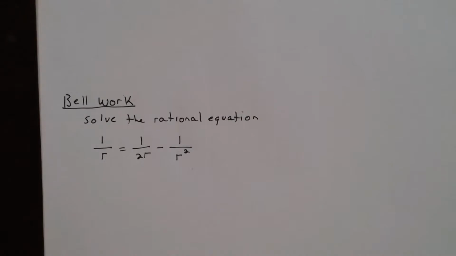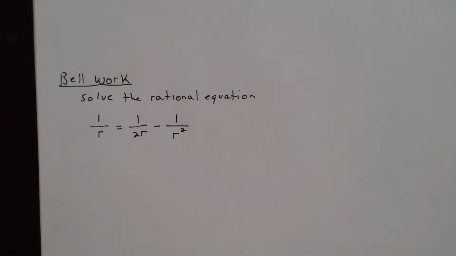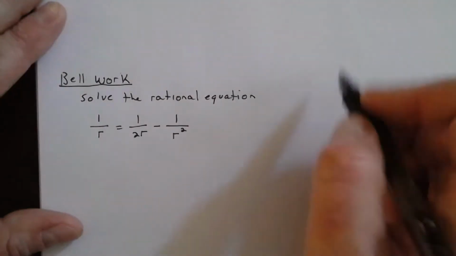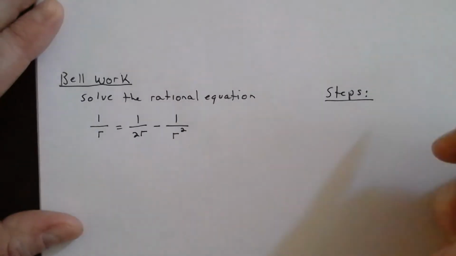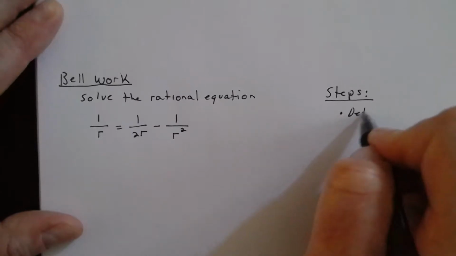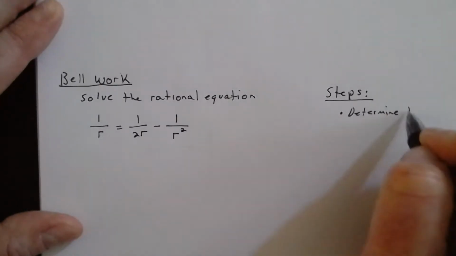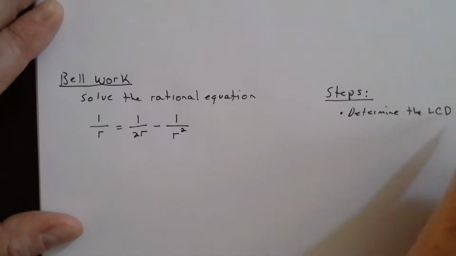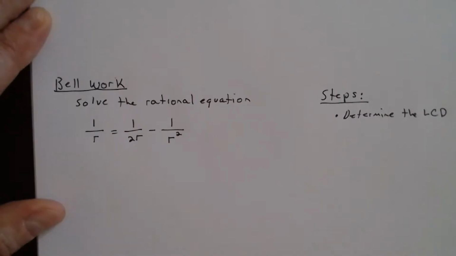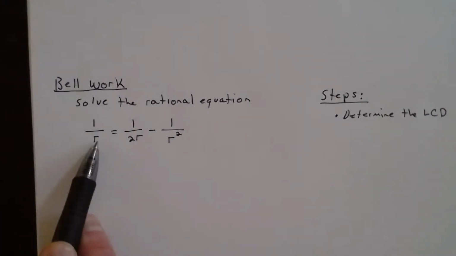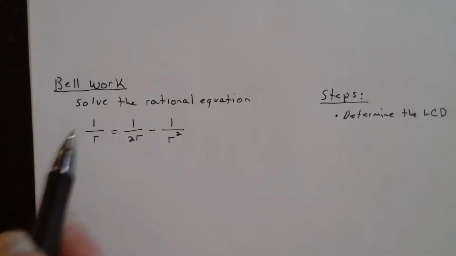It's 1 over r is equal to 1 over 2r minus 1 over r squared. A hint will be to determine the LCD, the least common denominator. So everyone, just write this down so that I can then write up here.